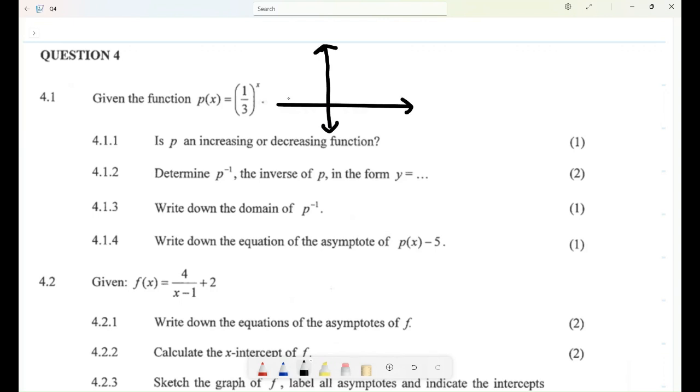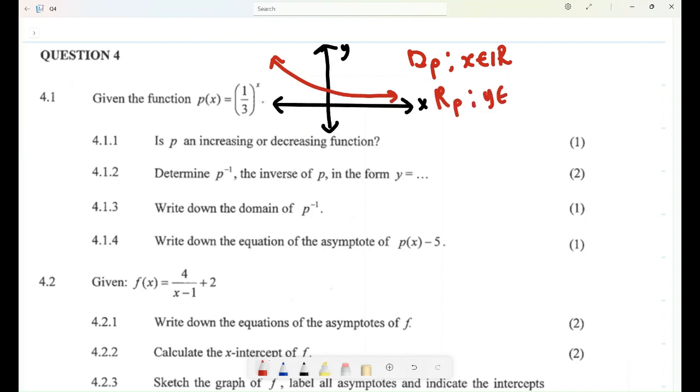It is a decreasing function like this, y, x. But I know that the domain of P is x is an element of real numbers. The range of P is y is an element of 0 to infinity. Now, the question wants the domain of the inverse.